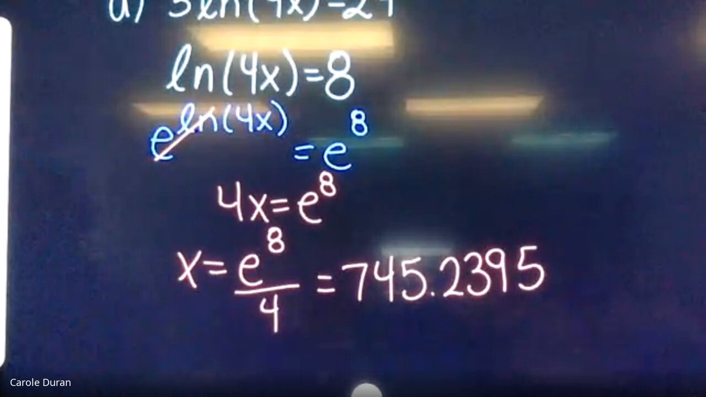Anybody not get this to work out? Are we all okay? Please, please, please tell me if you're not getting this, or if you're not working the calculator right, because that's a huge part of this. We're all okay? Should we round that many places?